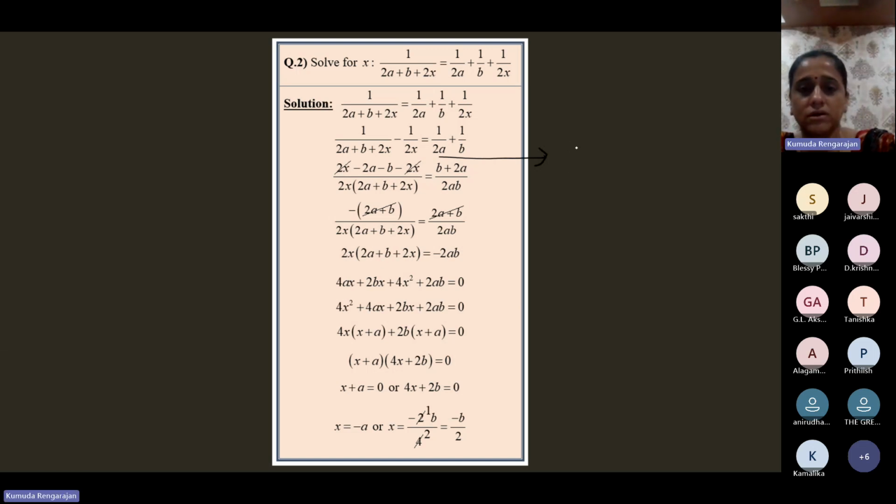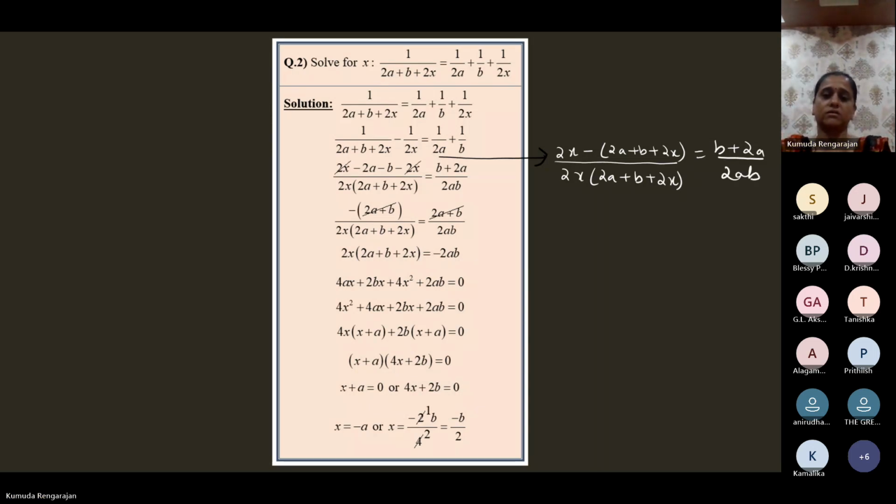So it will be 2x minus 2a plus b plus 2x, divided by 2x into 2a plus b plus 2x, is equal to b plus 2a by 2ab. You could just include this step.